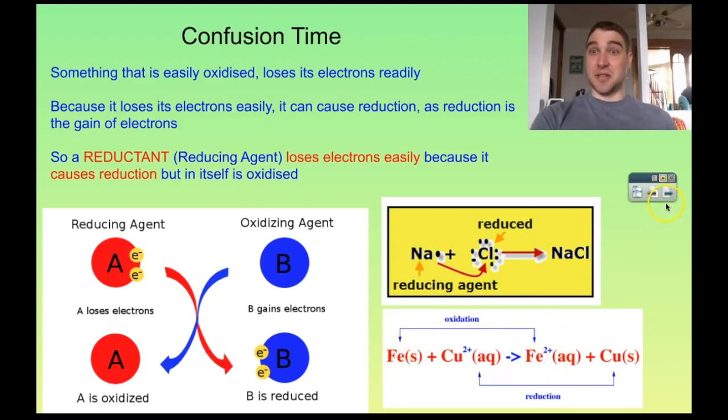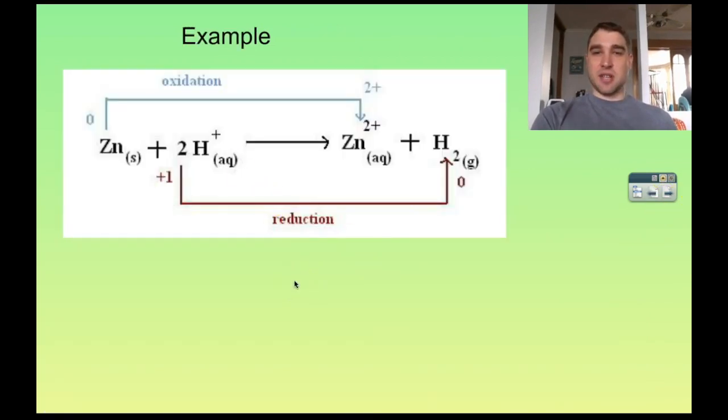Let's have a look at another example. So here we have an oxidation reduction reaction occurring again at the same time. We've got zinc reacting with hydrogen ions to produce zinc ions and hydrogen gas. The solid zinc over here is being oxidized to zinc ions. So it is losing its 2 electrons from the outer shell, and it's making the zinc ions. The hydrogen ions are gaining the electrons from the zinc and producing hydrogen gas. So the hydrogen ions are being reduced to hydrogen gas.